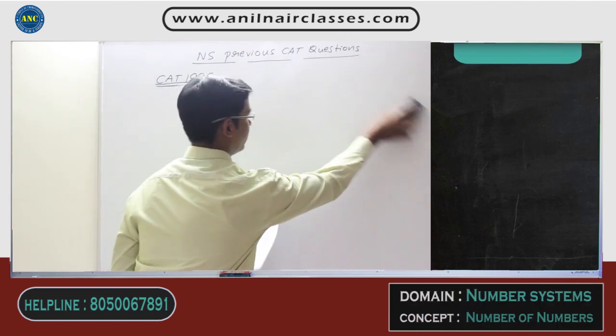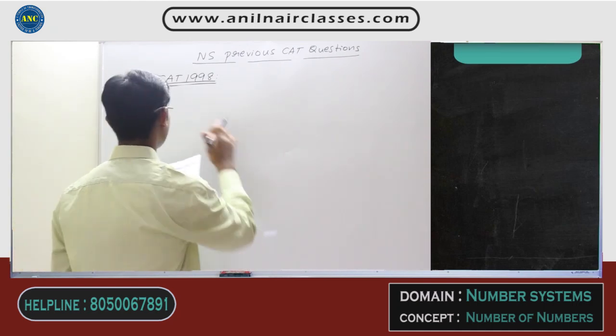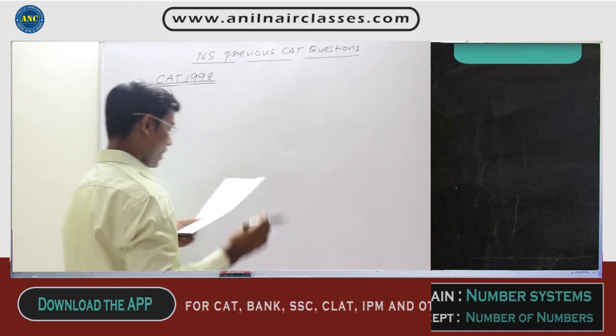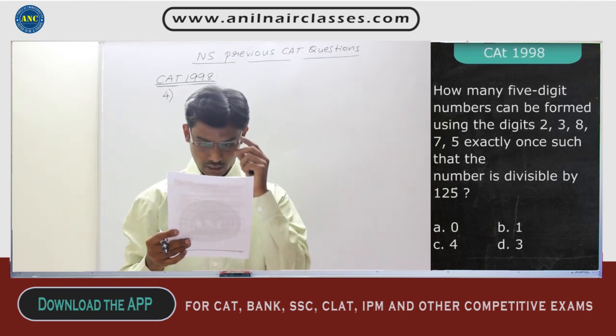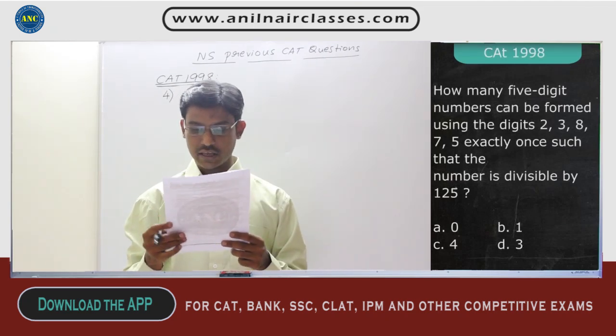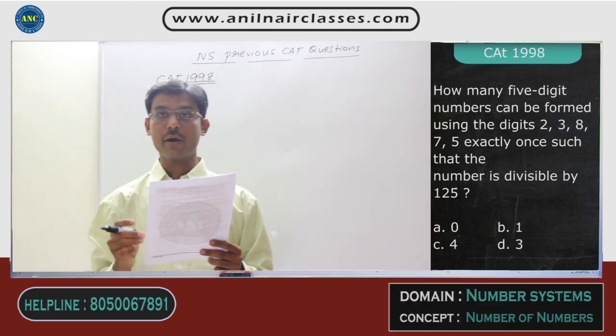Now, next question. The next one is a very good question, sir. Please listen to this carefully. Fourth question. How many 5-digit numbers can be formed using the digits 2, 3, 8, 7, 5 exactly once such that the number is divisible by 125?